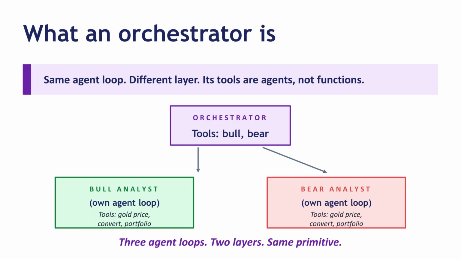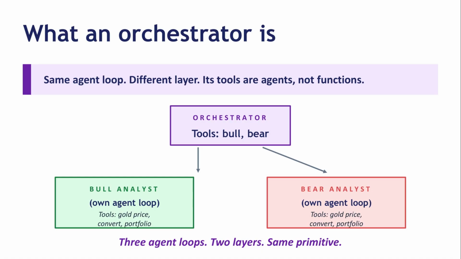Here's the core idea. Look at this diagram. The orchestrator runs the same agent loop you saw in tutorial 8 and 9. Query in, tool calls, observe, decide what's next. Same mechanism. The difference is what's behind the tool boundary. In tutorial 9, when Claude Code called a tool, what was behind that boundary was a Python function, get_gold_price. A passive thing. It returned a value, no decisions of its own.